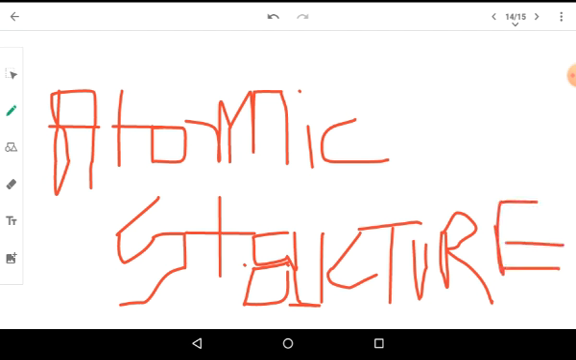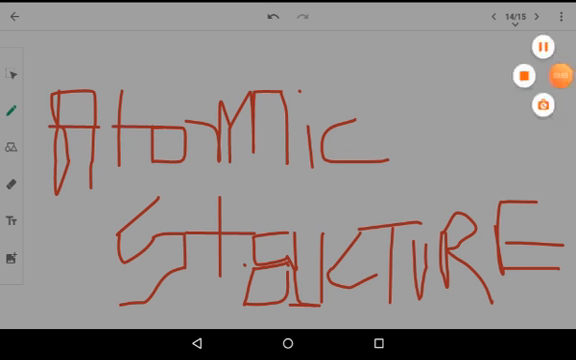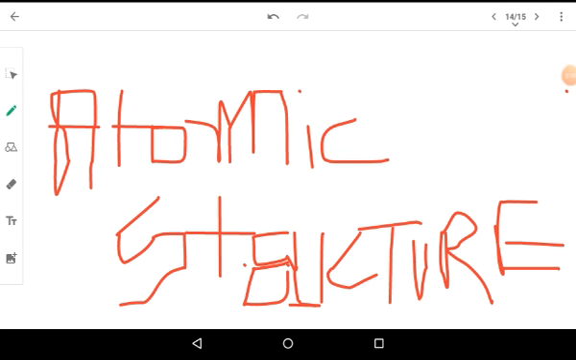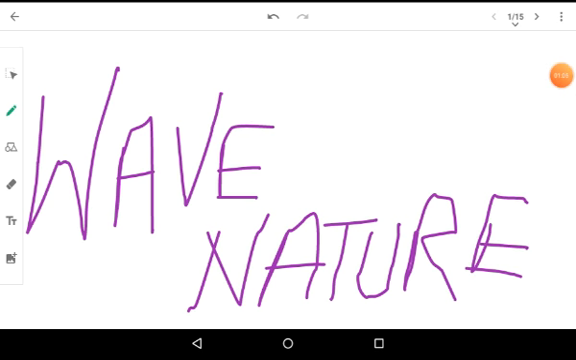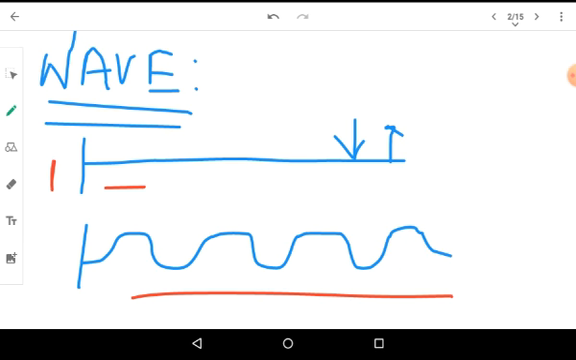So we'll start with a new concept today, and that is wave nature and blackbody radiation. Here it is. So wave nature, we're gonna talk about wave nature today. So what exactly can be a wave? A wave can be a disturbance that travels through a medium, and that's the definition of a wave. It's a disturbance that travels through a medium.